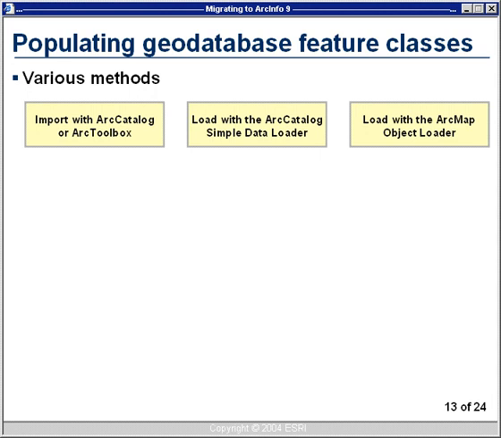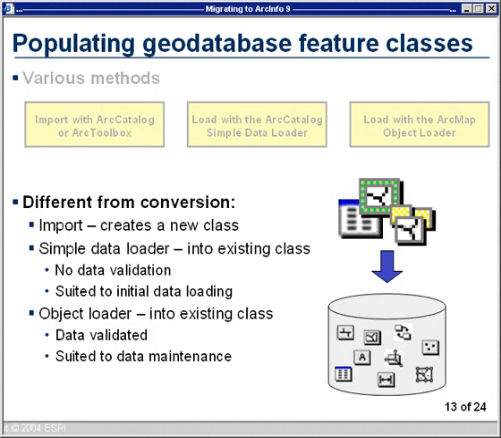These require you to have the feature classes that you're loading into already created. And what you'd be doing is literally appending new data into these feature classes. The simple data loader and the object data loader differ slightly in how they work. Simple data loader, found at the Arc catalog prompt, does no data validation and is an extremely quick tool to convert or to append data in. The ArcMap object loader, however, is a little slower, roughly a second per feature, but it does validate as it loads features into an existing feature class. I'll be demonstrating some of this in the next few minutes to you.